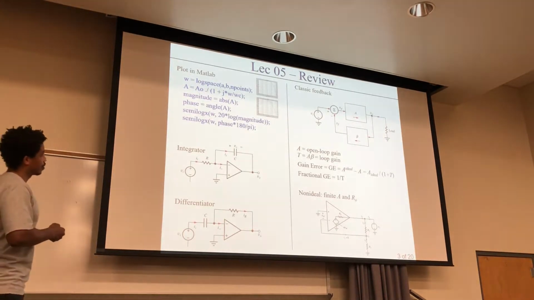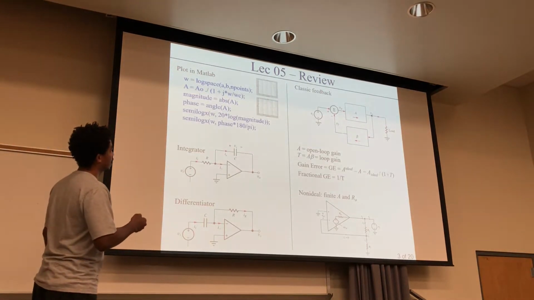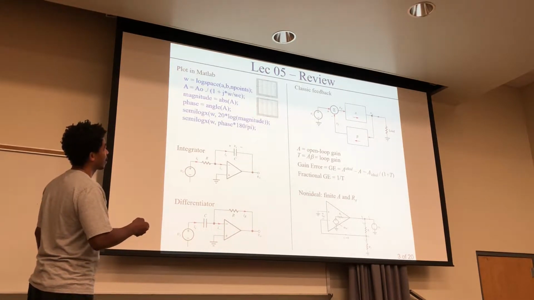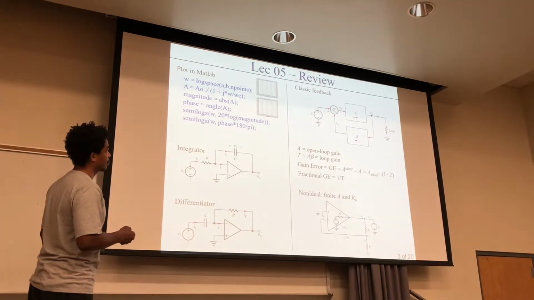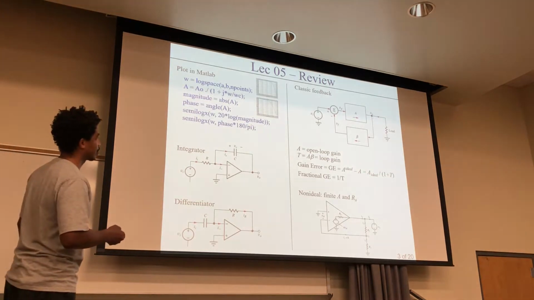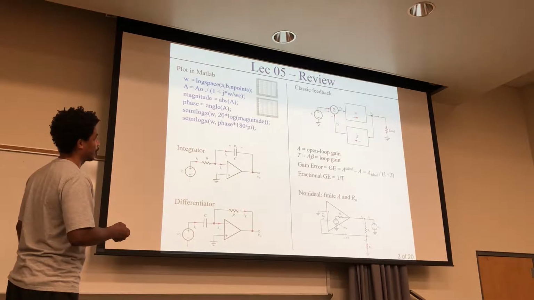We also introduced the integrator and differentiator and applied these to the classic feedback system, where here's your open loop gain and here's your feedback amp. We also looked at gain error, and also fractional gain error. And we started to introduce the non-ideal, looking at a finite open loop gain and also a non-zero internal resistance.